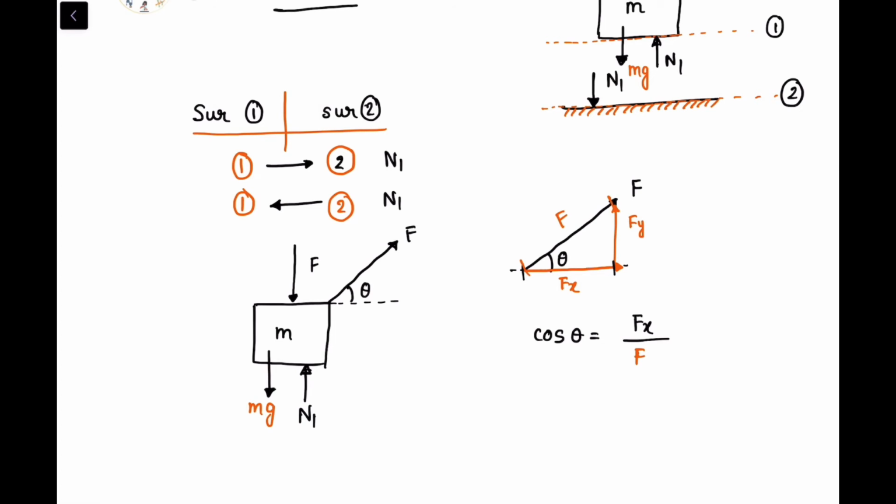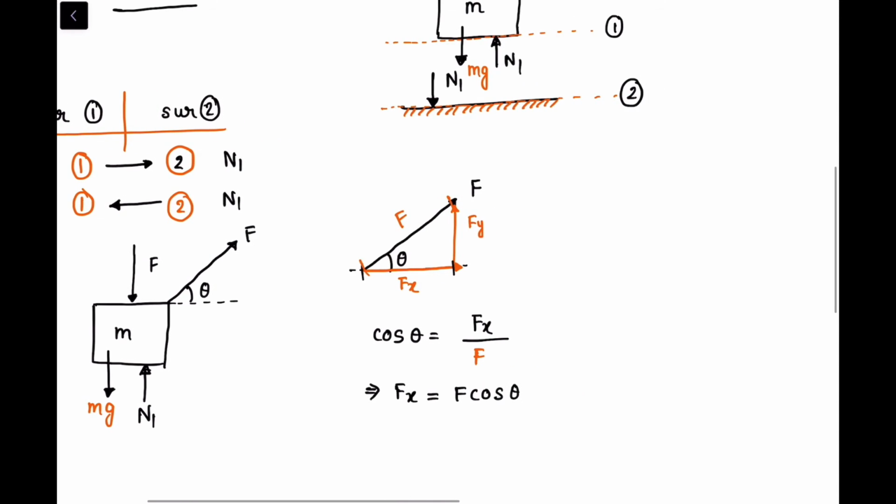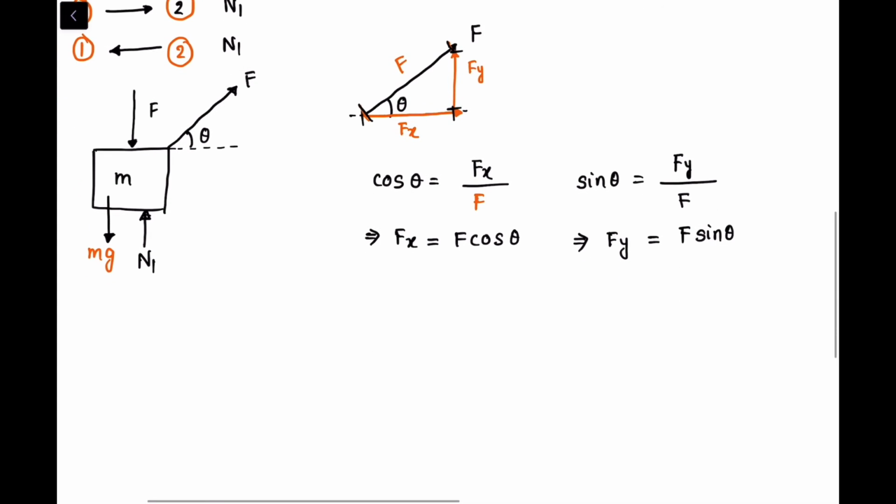So that means our Fx will be F cos theta, right? Similarly, in this triangle, sin theta is equal to how much? The height, that is Fy, divided by the hypotenuse, which is F, right? So from here I can write that Fy will be F sin theta. So if I have a force F acting at an angle theta, I can replace the force with two forces.